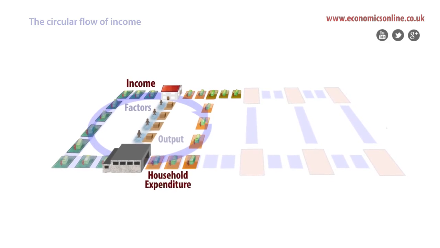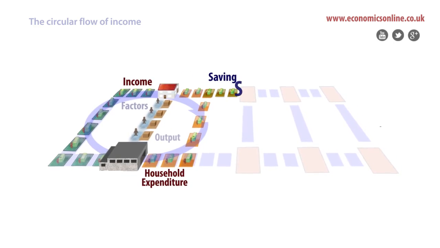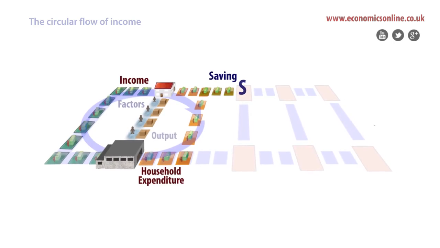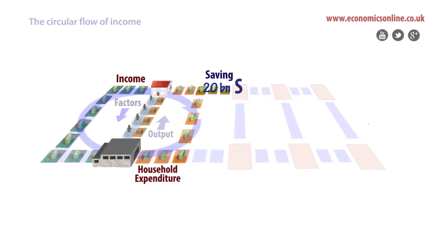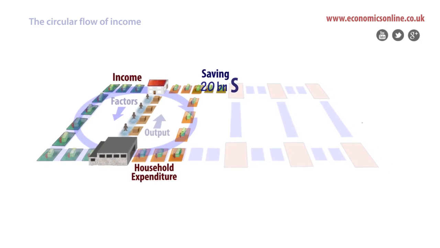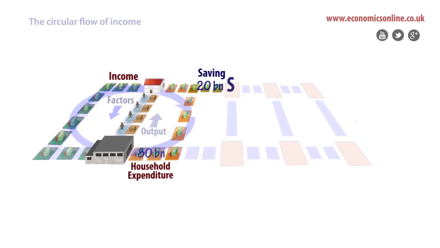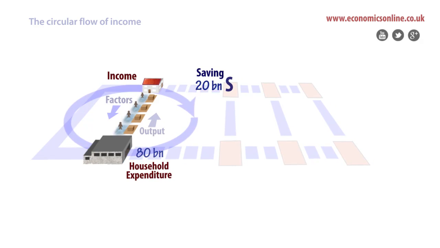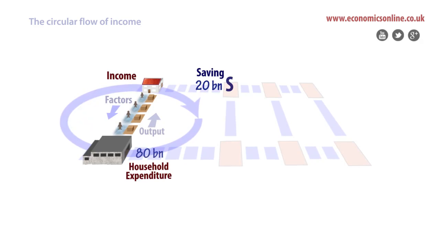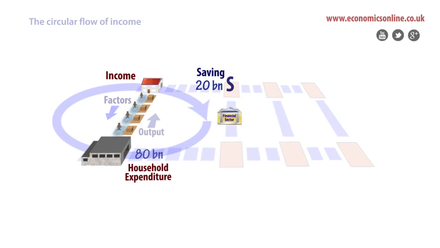However, some income may leak out of the circular flow in the form of savings. This reduces the amount of spending which continues to circulate. For example, if 20 billion is saved, then only 80 billion continues in circulation. Financial institutions have evolved to accept this unspent income in the form of bank deposits.